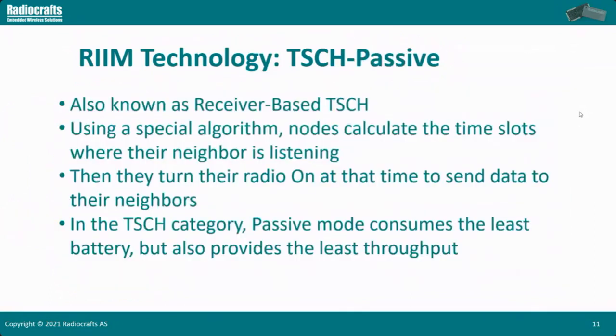Now, the other type, which is passive, or what we call receiver-based, the only difference is that now nodes calculate the time slots when their neighbor is listening. Then nodes send the packets in that time slot. So it's the opposite of sender-based. And of course, relative to other TISH modes, passive mode consumes the least battery, but also provides the least throughput. And of course, this is optimized for applications when you care more about battery lifetime than you care about throughput.